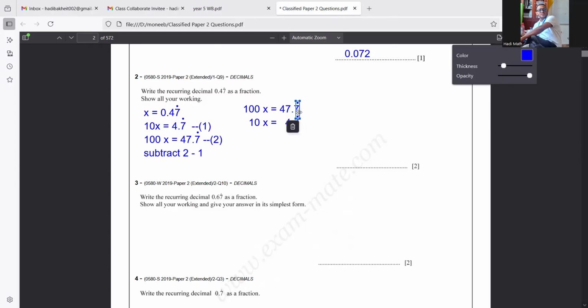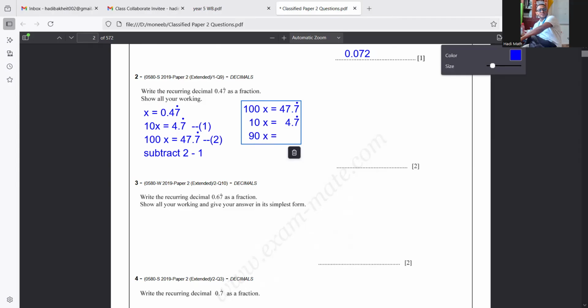So here it is like that. Now subtract. Subtract the 7 recurring minus the 7 recurring is 0. And 47 minus 4, it will be 43. And 100x minus 10x, it will be 90x. So you can start from the x part. 100x minus 10x is 90x.